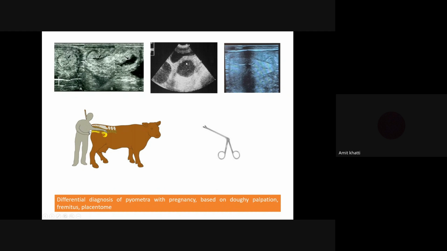This is the picture of pyometra. Such kind of anechoic accumulation in the uterine lumen can be observed. Here also the anechoic fluid is observed.